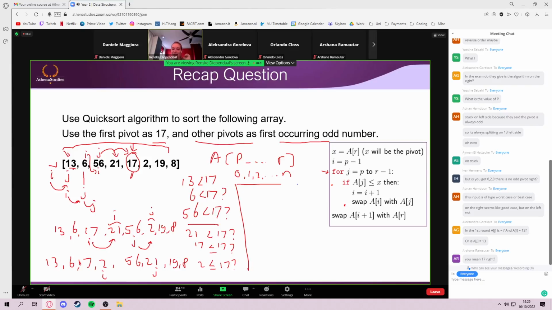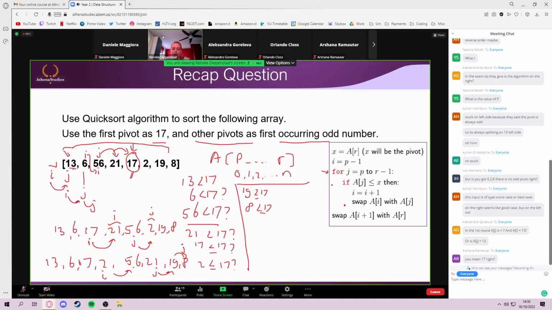I'm going to continue over here, okay? So the j is going to go to 19 now. So we say, is 19 smaller or equal than 17? No, it's not. So j just moves on. No need to do the if part. Then we check, is 8 smaller than 17? Yes. So what we do is the i goes 1 point further. The j is now at 8, by the way, and then we switch them around.